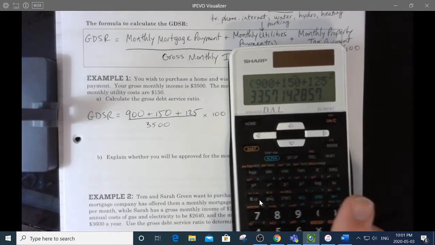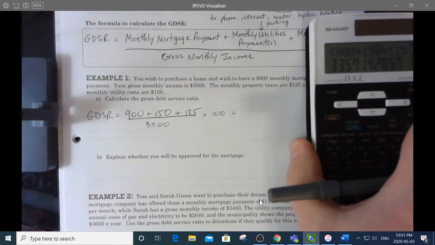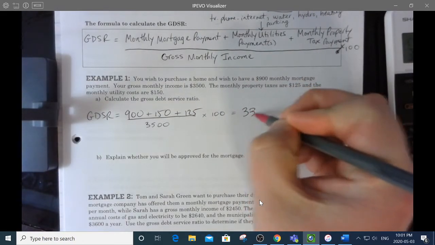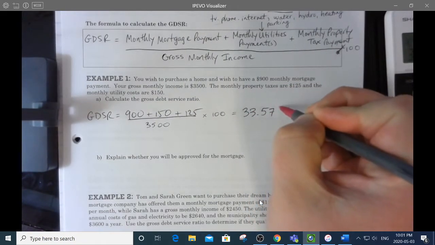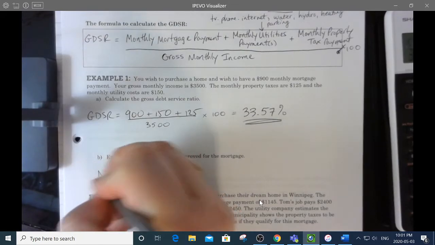equals. And okay, so that is 33.57%. And that's the person's GDSR. And now explain, will this person be approved for the mortgage? And the answer is no.